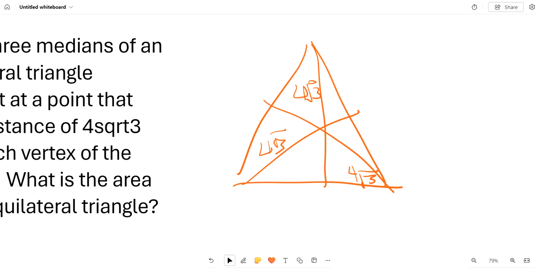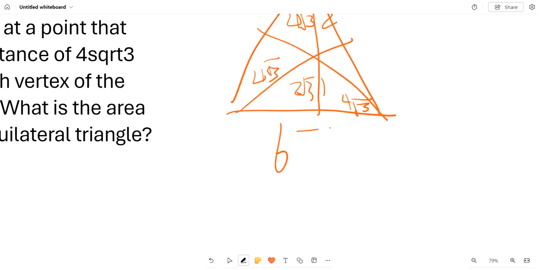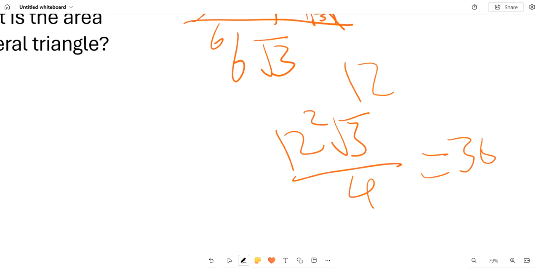In an equilateral triangle, when the medians intersect, it creates a ratio of 2 to 1. So this would be 2 root 3. And so the height would be 6 root 3. Therefore, making this 6 and making the side length 12. So we get 12 squared root 3 over 4 equals 36 root 3, which is the answer.